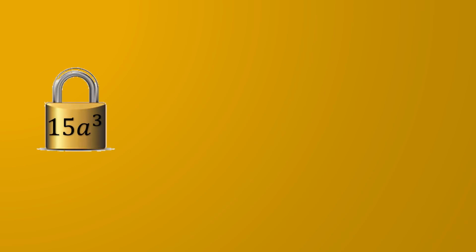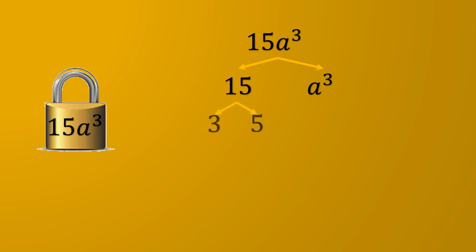For our last question, we have 15a cubed. Can you separate the constant and variable? That's great! This will give us 15 and a cubed. 15 is a composite number. Therefore, we can still express it as a product of two numbers. This will give us 3 and 5, which are prime factors of 15. Using the prime factors 3, 5, and a cubed, 15a cubed can be expressed like this.